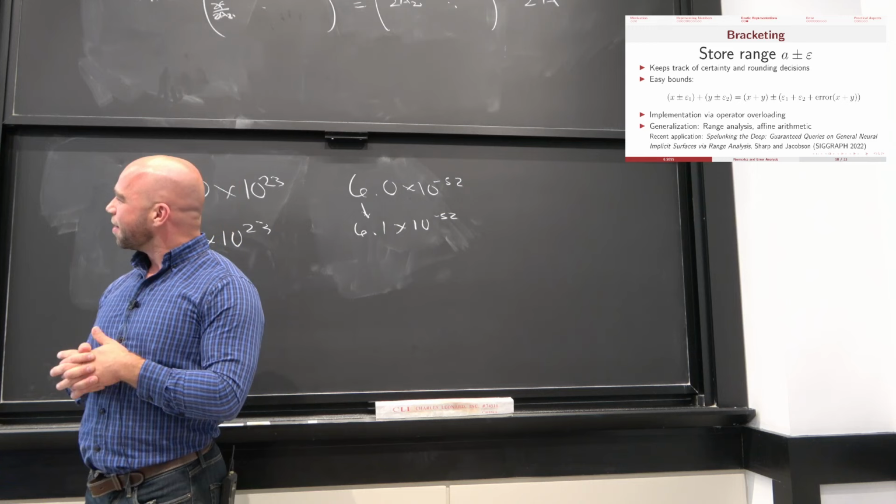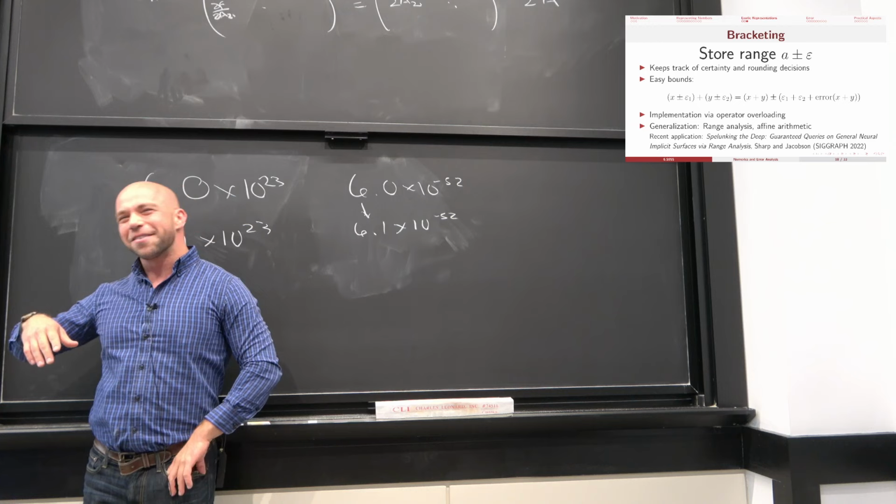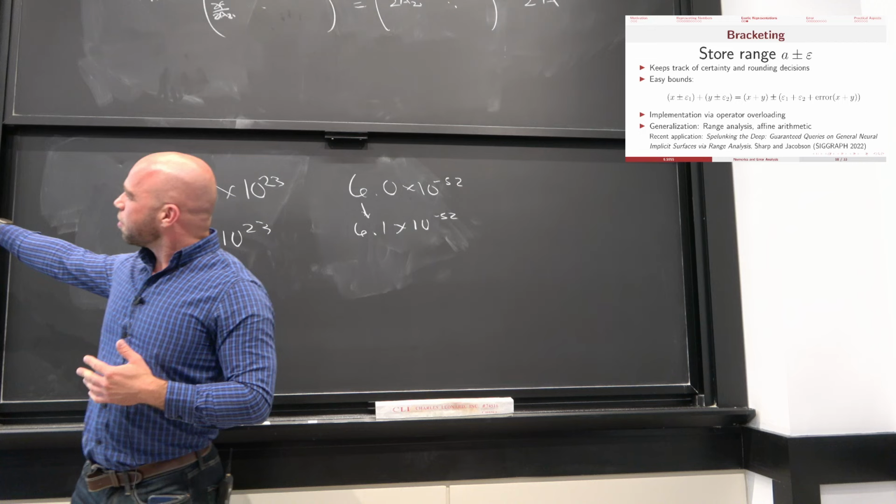And actually, just last year, there was a research paper in the computer graphics domain that uses this to great effect on a neural network representation, where they say that these calculations are not so good. It's very easy, especially when you multiply and divide, for these epsilons to get very large very fast.